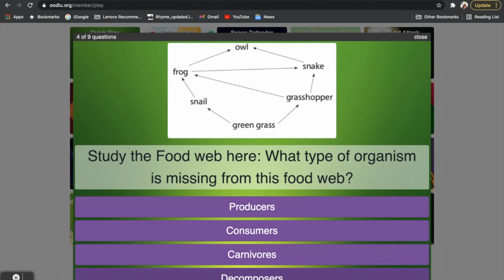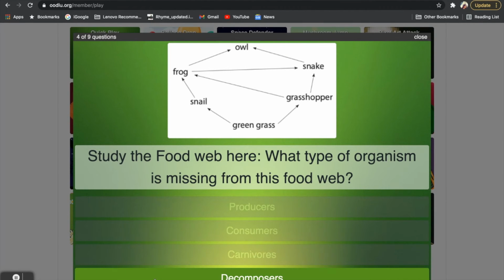If you said decomposer, that is correct. There are no decomposers in this food web.